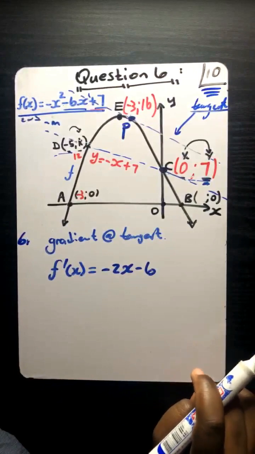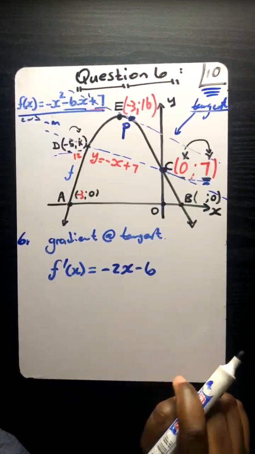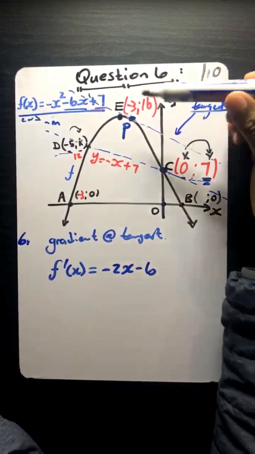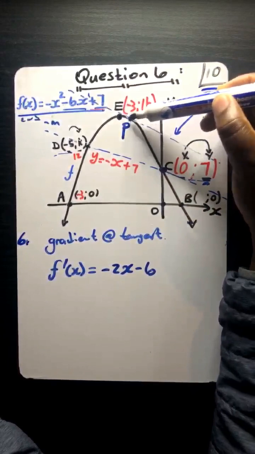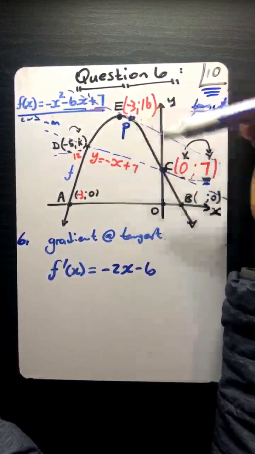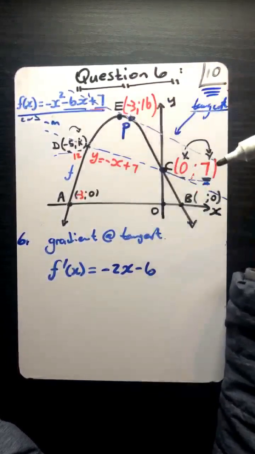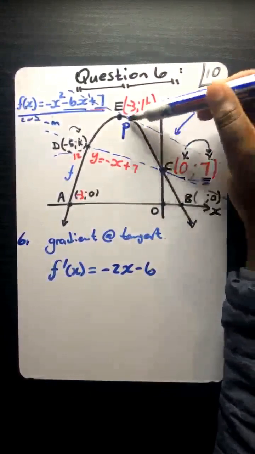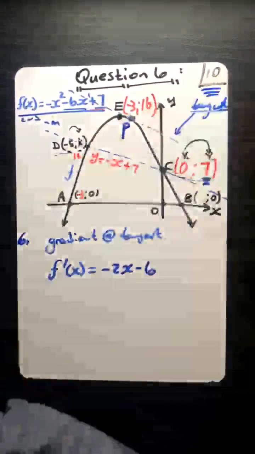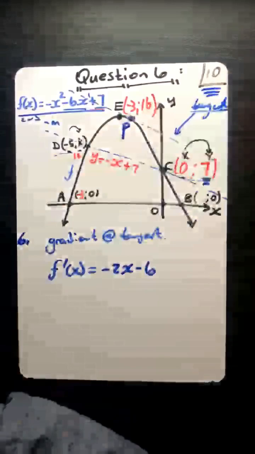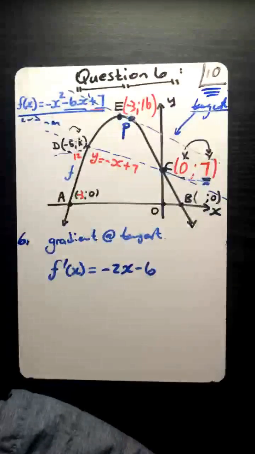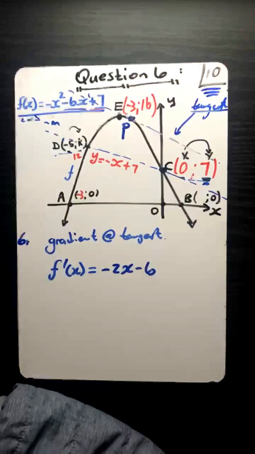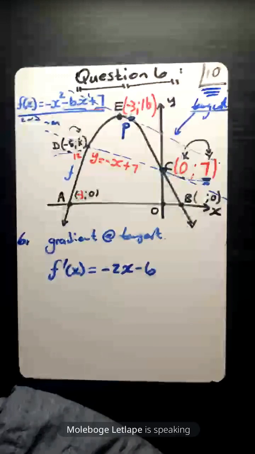So, Moleboge, here comes the question. What is the gradient at that point? Can you guess? Do you know? Can you think of something? Anyone, honorable members? What is the gradient at that point? At that point of the tangent, what is the gradient? Is it negative 1? -2? -1. What? Yes, I thought you wouldn't know that.